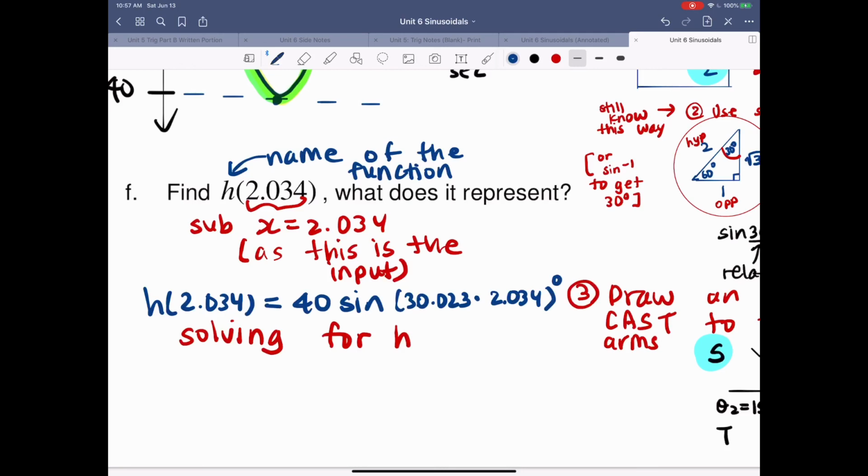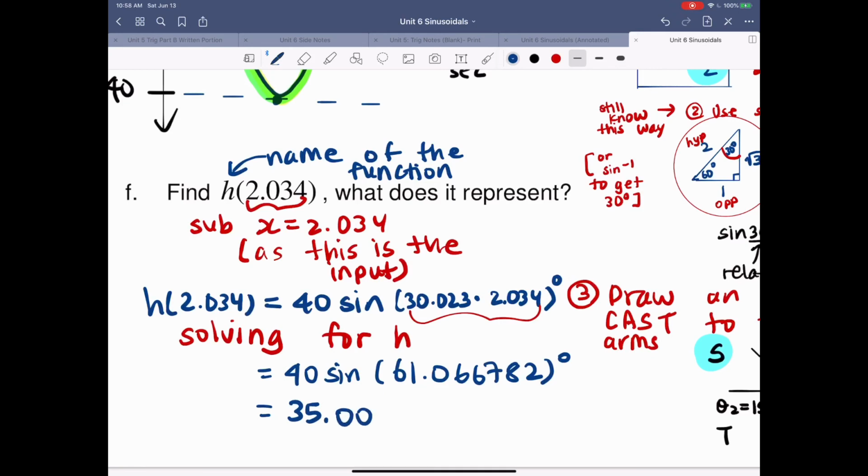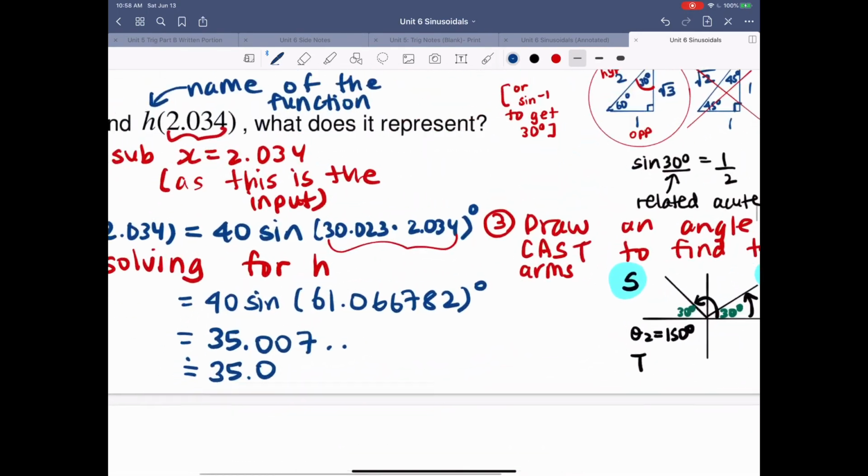So when I multiply what's inside of here, I'm getting 40 sine 61.066782 with a degree sign. So I'm going to do sine answer, and I get 0.8752. I'm not going to write that down, and I'm going to straight multiply that by 40, and I'm getting 35.007 dot dot. So I'm going to round that to 35.0. And in terms of my units, it should be in centimeters.